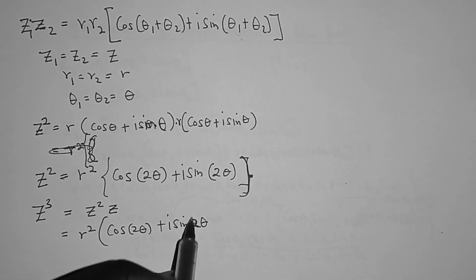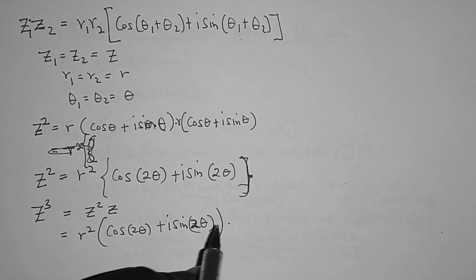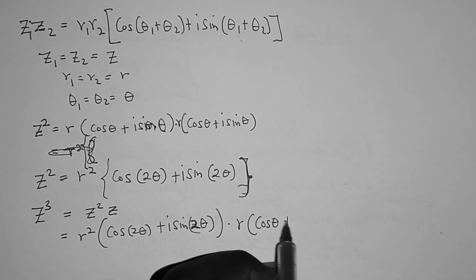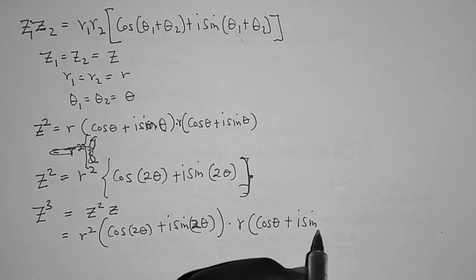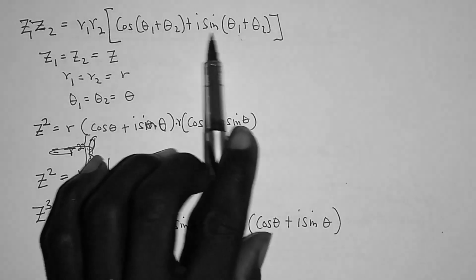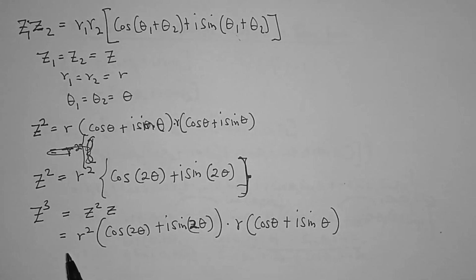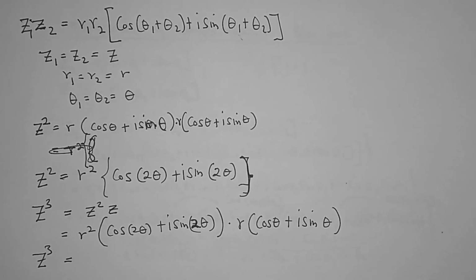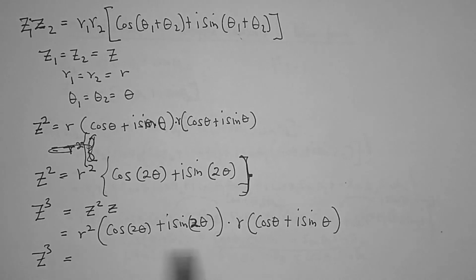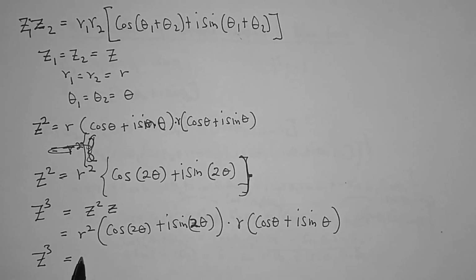2 theta. Then times r into bracket cos theta plus i sine theta. So using this same expansion, let's use it to write this. So z cubed is equal to r1 times r2. r1 is r squared times r2, which is r. So here is going to give us r cubed.